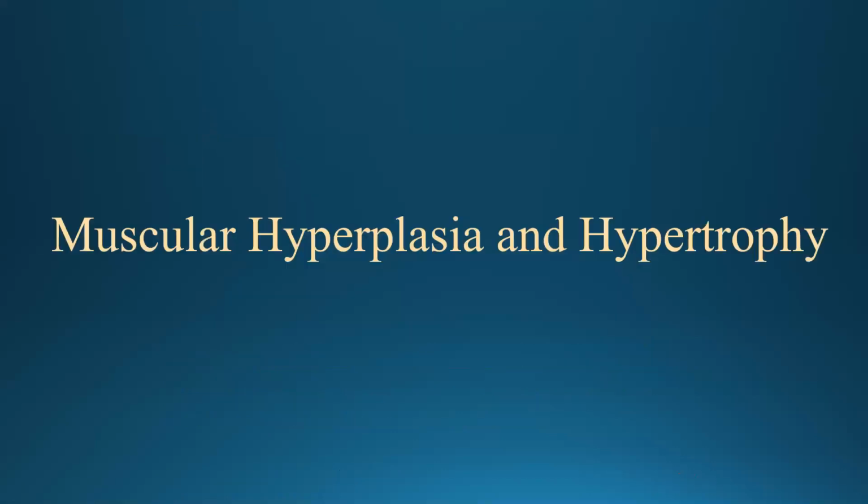The second feature on ultrasound is the muscular hyperplasia and the muscular hypertrophy. You want to tell me that the muscles of the uterus are more than enough. It's increased in the number, increased in the volume, increased in the size. How are you going to tell me that on ultrasound?